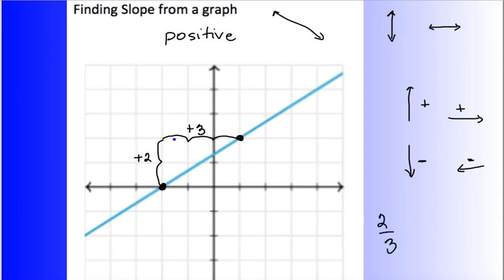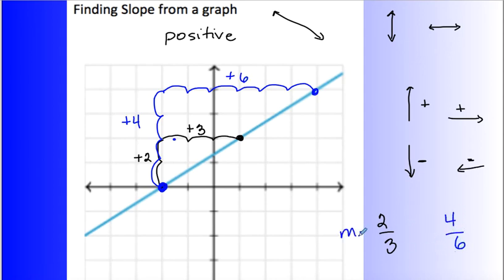Now again, it works on any point. If I started here, picked this point, and I went up 1, 2, 3, 4, to the right 1, 2, 3, 4, 5, 6. That would be 4 over 6, which again simplifies to 2/3. So my slope would still be 2/3. Now you got to be careful when you're going in the negative direction. If I were going down, I'd want to use a negative. I went down 2, I'd put -2.